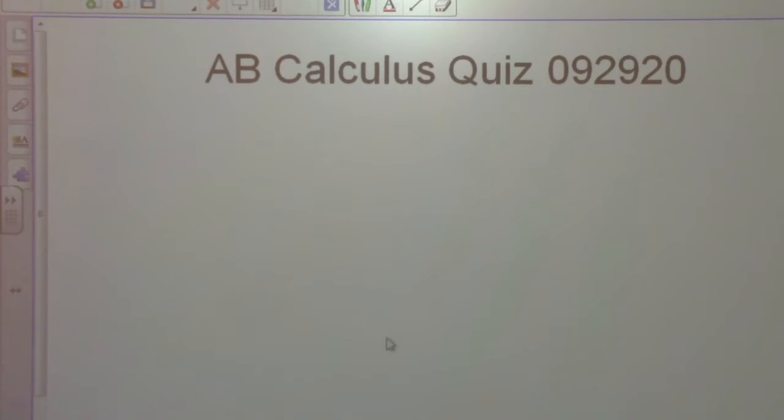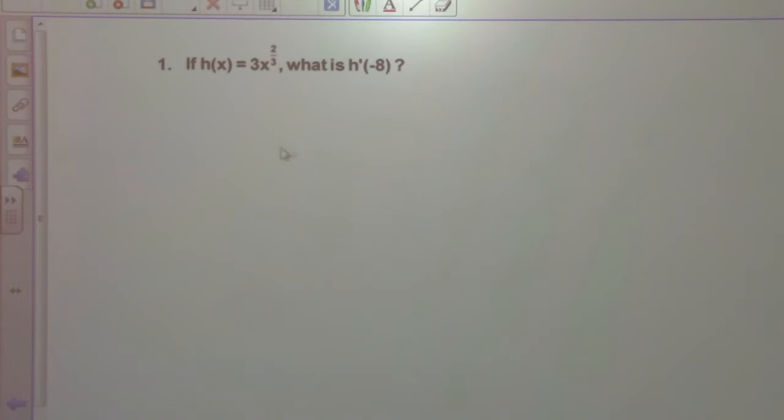Okay, we had a quiz yesterday in calculus. I'm going to go over this briefly. If h of x equals 3x to the 2/3 power, what is h prime of negative 8?